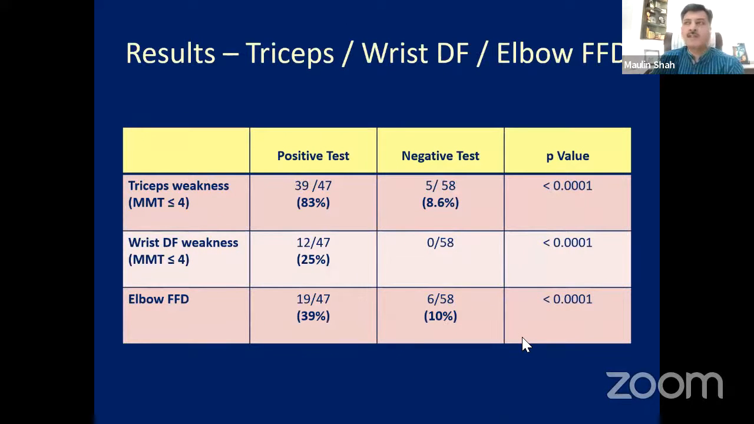Furthermore, when we checked the strength of muscle, we found triceps weakness in about 83% of patients with positive test, while it was only in 88.6% in negative test. So triceps weakness is one of the key points. Wrist dorsiflexion weakness was found in 25% of patients with positive test, while it was not seen in the negative test patients. And elbow FFD was found in 39% of patients in positive tests, while it was present only in 10 patients with negative tests. So all these three differences in the active and passive range were significant.